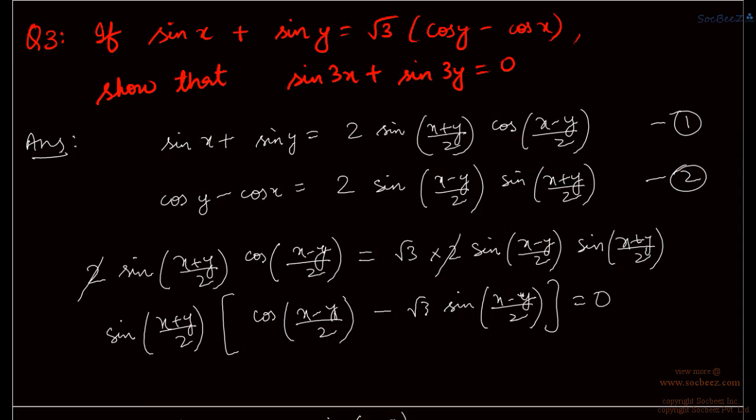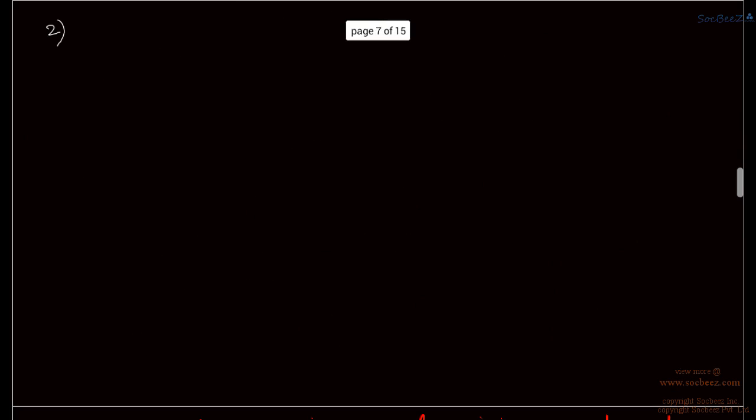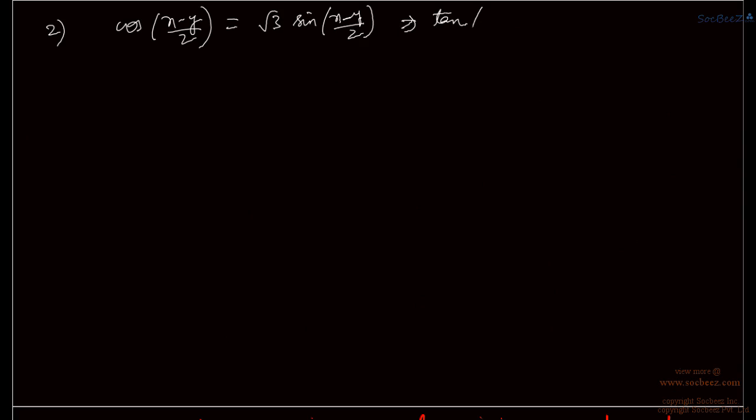So this is cos of (x minus y) by 2 minus root 3 sin of (x minus y) by 2. So that part is 0. Cos of (x minus y) by 2 can be written as root 3 times sin of (x minus y) by 2. So this means tan of (x minus y) by 2 equals 1 by root 3.